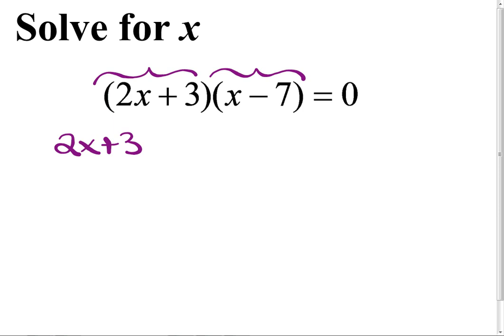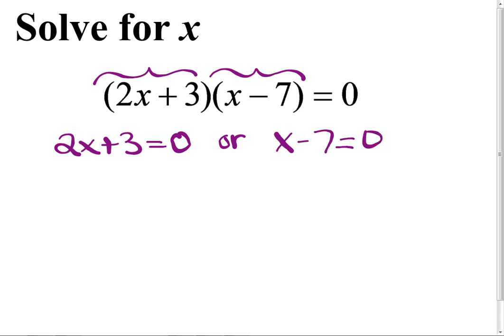If x is 0, what number is this? 0. No, what's 0 plus 3? 3. X can be anything you want. I want to figure out what number I can put in there so I get 0 for that whole expression. Then what's the other one? X minus 7 is 0.